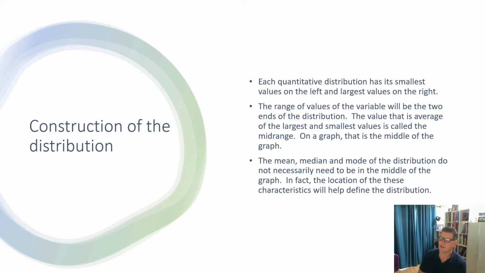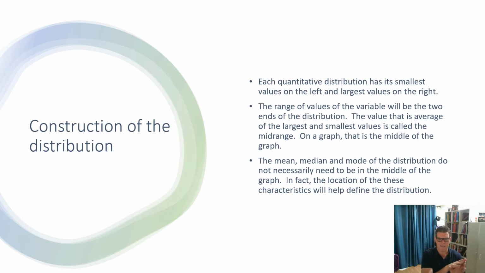So each quantitative distribution has its smallest values on the left and its largest values on the right. So it works in terms of the number line. The number line goes from smallest to largest. Those ranges of values of the variable will be the two ends of the distribution.